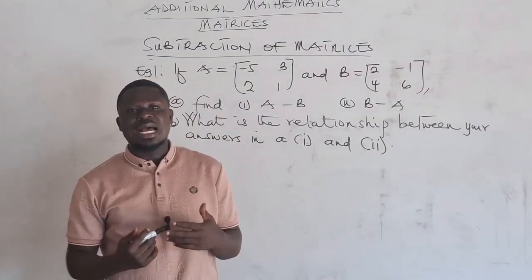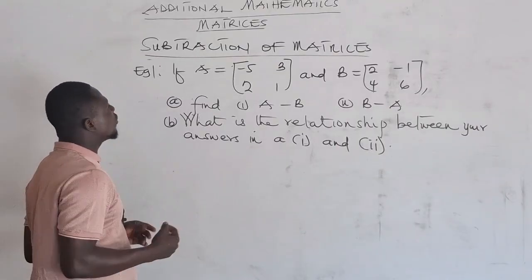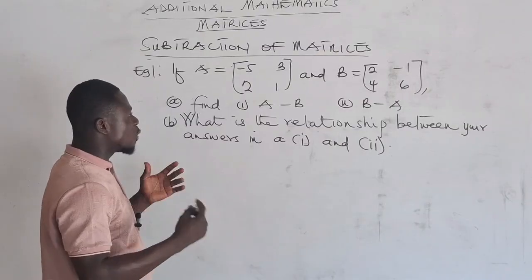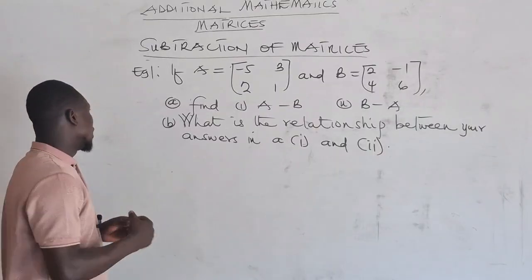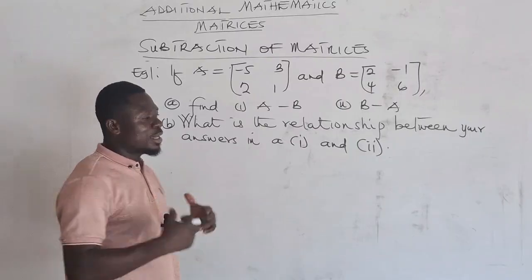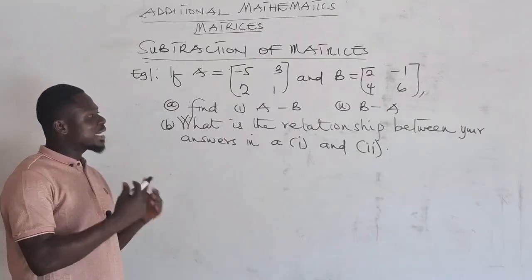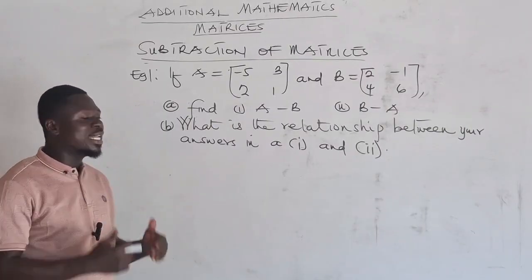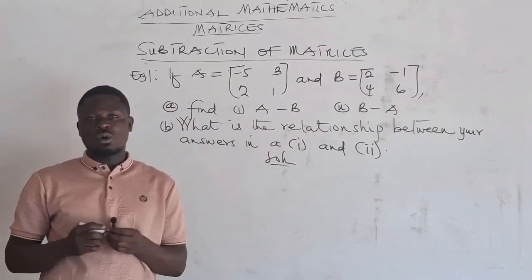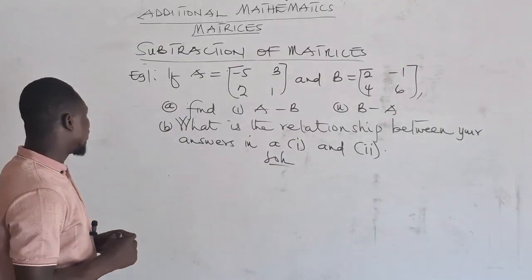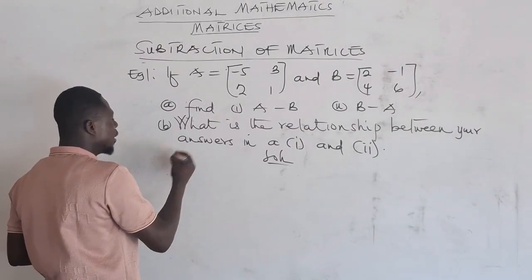Now let's consider our first example for today. In our first example, we have matrix A equal to negative 5, 3, 2, 1, and matrix B equal to 2, negative 1, 4, 6. Find (i) A minus B, (ii) B minus A. (b) What is the relationship between your answers in (a)(i) and (ii)? So we are going to tackle the first one first, (a)(i). So let's write the matrices down first.